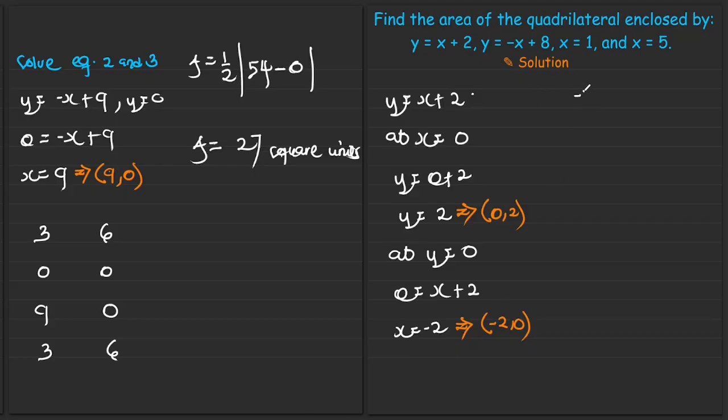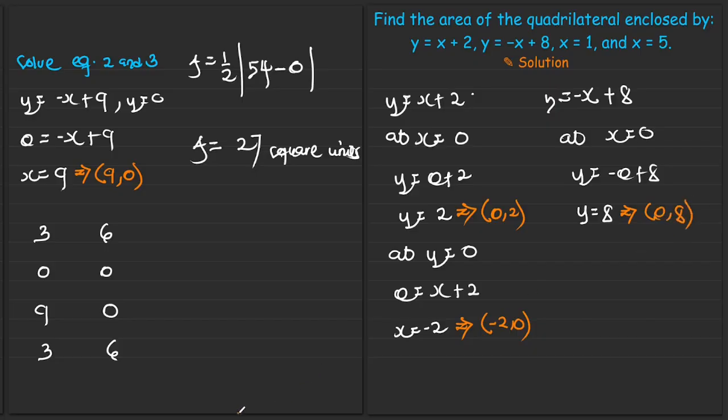Then we come to the next equation. That is negative x plus 8 is equal to y. So use the same procedure. You see, at x equals 0, then our y is simply negative 0 plus 8. And our y is equal to 8. So that simply implies that the point is (0, 8).